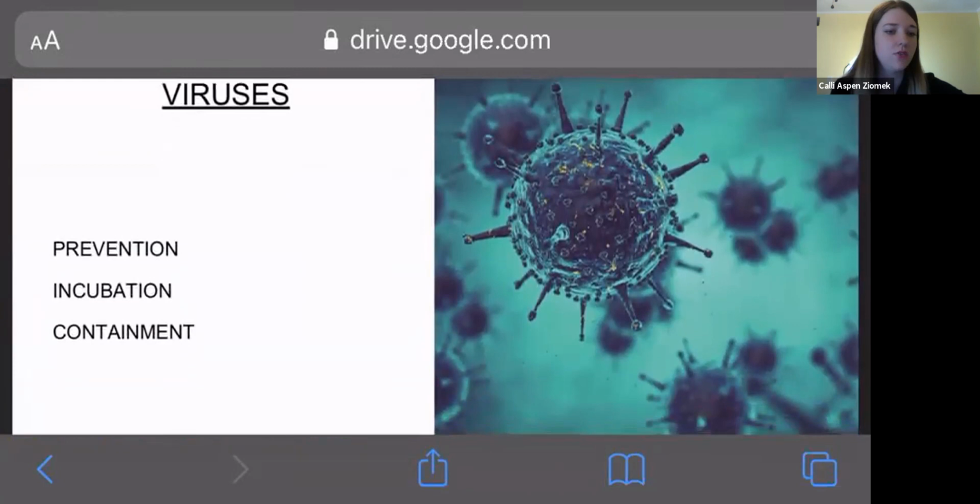Then you have viruses. Viruses are a subparticle, and it infects and resides in the cells. So this one actually is in the cell, and it is attacking other cells. So bacteria will live on you, viruses live in you.